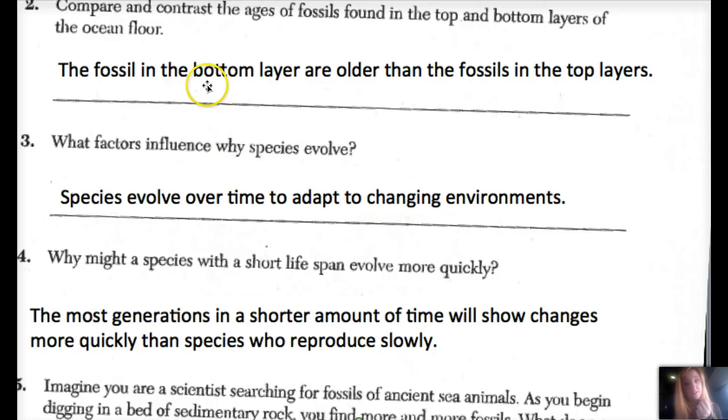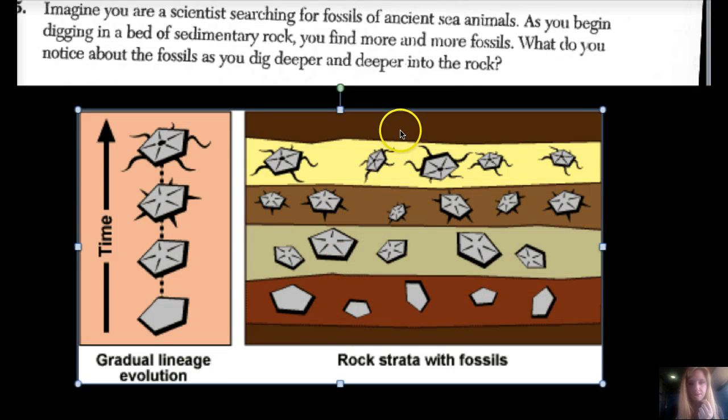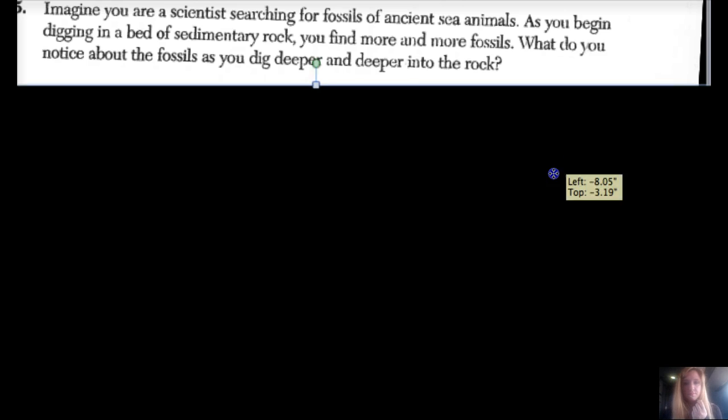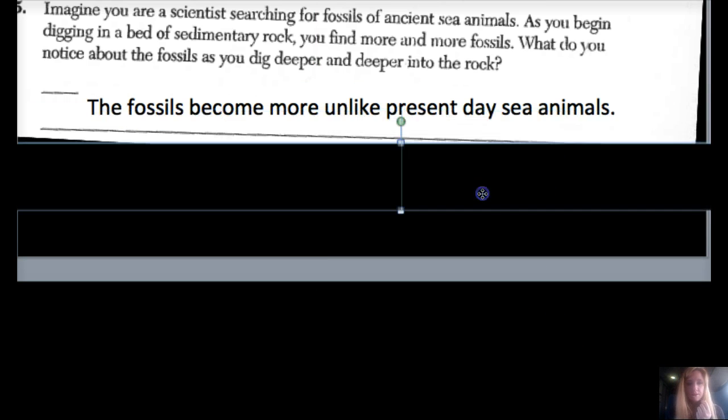Well, back at this one, we said the fossils at the bottom of the rock are older than the fossils in the top layers. So let's imagine that this is what we've been finding. Let's say that this diagram is what animals look like almost today. And as we go deeper and deeper, we find that it's 1, older, but 2, they look less and less like what we saw in the youngest layers. So the fossils are going to become more unlike present-day sea animals because they're older and they took all that time to evolve into different creatures. So the older the fossils are, the more likely they'll be less like what we see today.